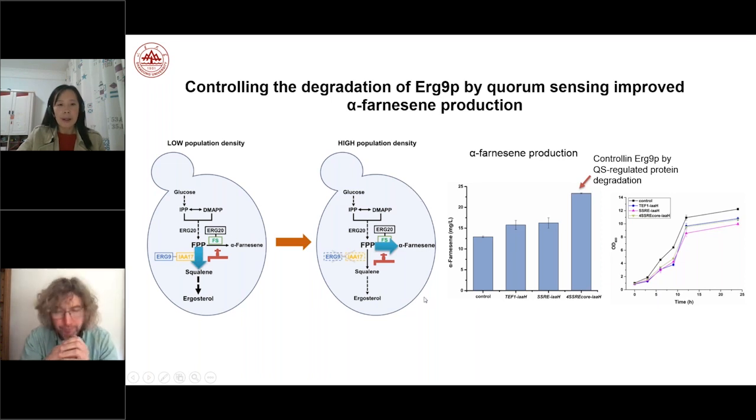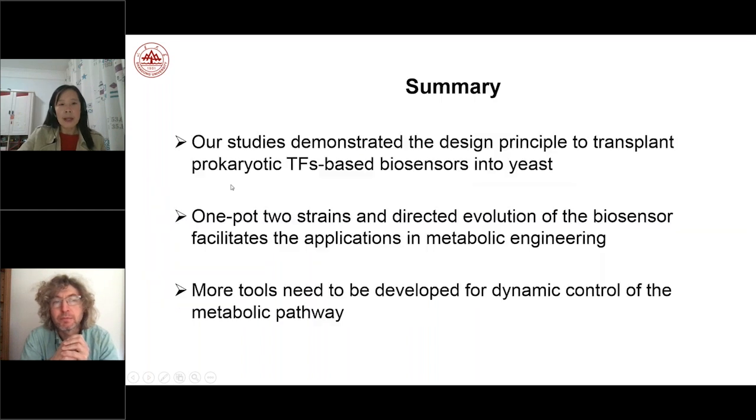So here we just demonstrate a successful example of using the chrome sensing system to control the metabolic pathway. In summary, our study demonstrated several examples and the design principle to transplant a prokaryotic transcription factor based biosensor into yeast. And we found that a one-pot two-strain system or directed evolution of the biosensor can facilitate the application in metabolic engineering. Although we have already designed the chrome sensing based dynamic control, more tools are still required for the dynamic control of the metabolic pathway.